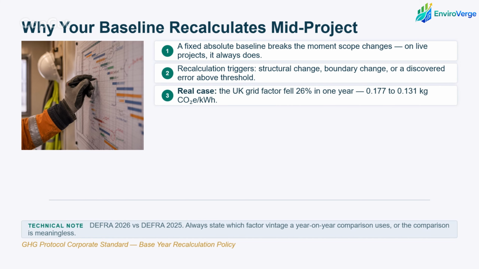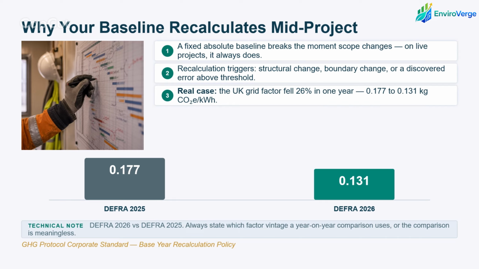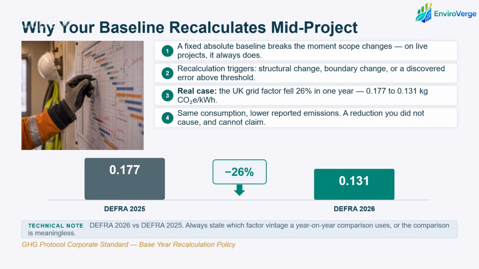Here's a real one. Between DEFRA's 2025 and 2026 factors, the UK grid factor fell from 0.177 to 0.131 kilograms of CO2 equivalent per kilowatt hour. A 26% drop. Same consumption, lower reported emissions. A reduction you did not cause and cannot claim.